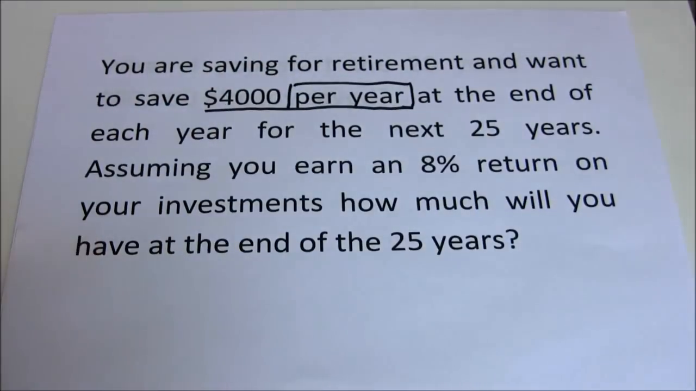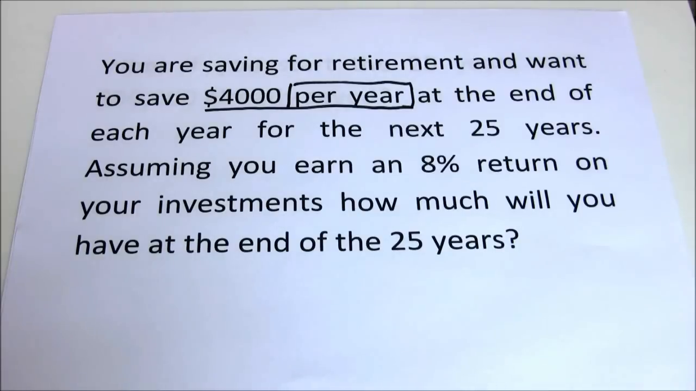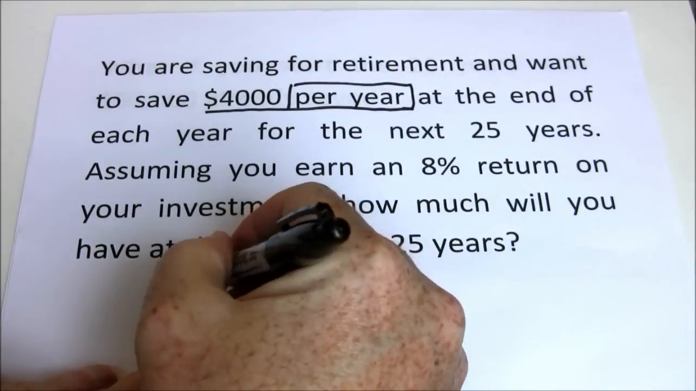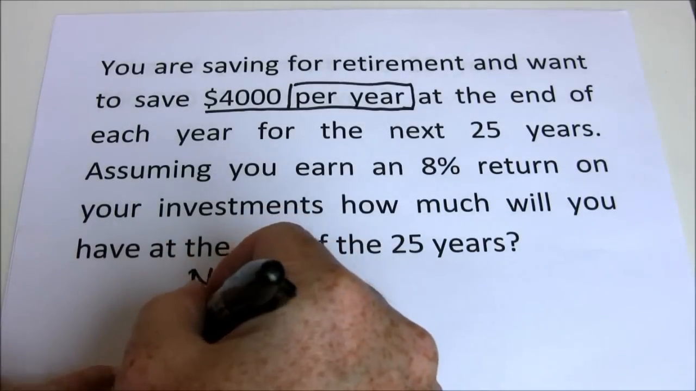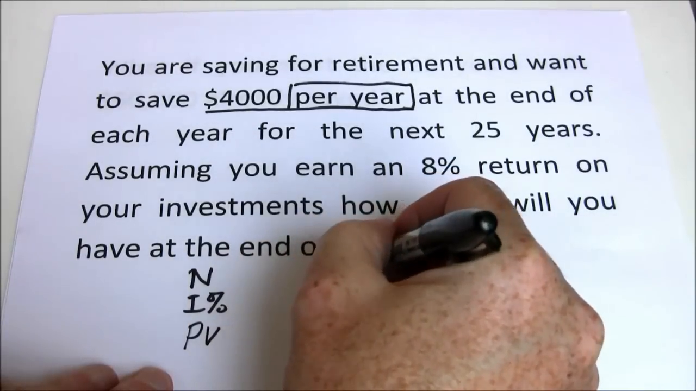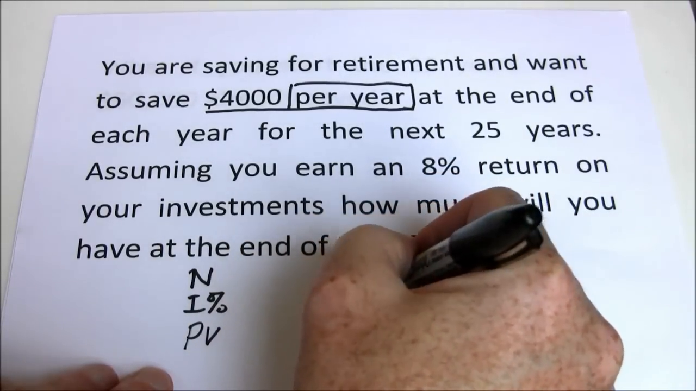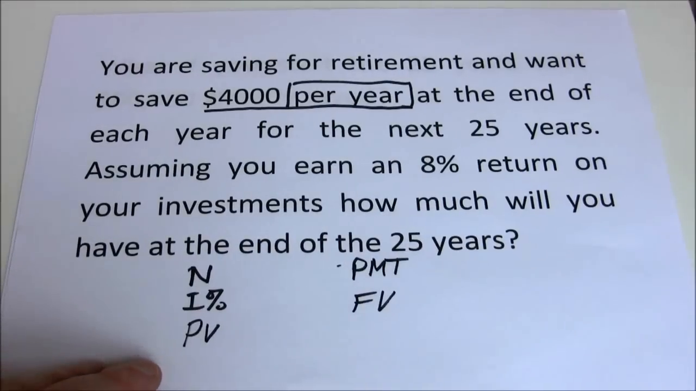And the key to identifying an annuity stream is looking for an equal periodic cash flow. Here, 4,000, it's equal per year. So look for per year, each year, every month, something like that, to indicate you have an annuity. Now again, we're still going to use the 5-key approach. So your time value money solver, have your interest rate, your number of periods, your present value, your payment, and again we're solving for future value.